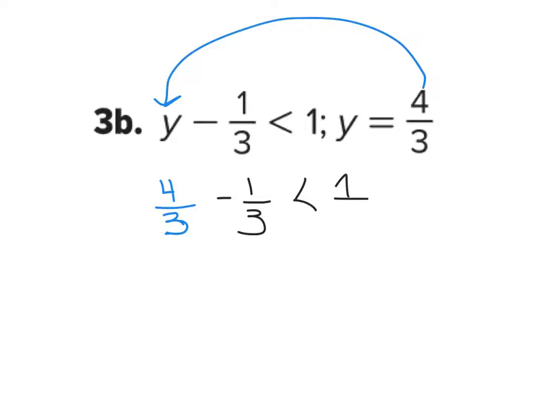Okay, so let's solve this. My two denominators are the same, so I don't have to get a common denominator. I can just add or subtract my numerators. I know 4 minus 1 is 3, so I have 3 over 3 is less than 1. Now I know that 3 over 3 is the same as a whole, which is 1. So 1 is less than 1.